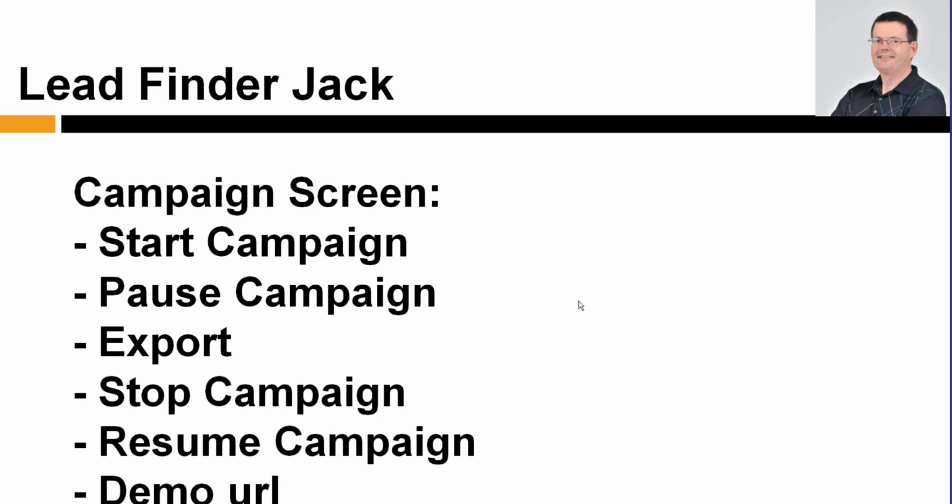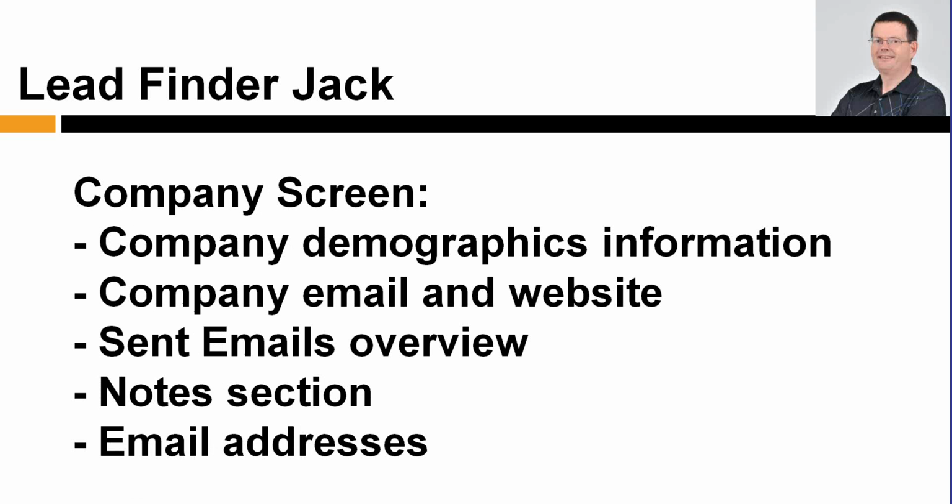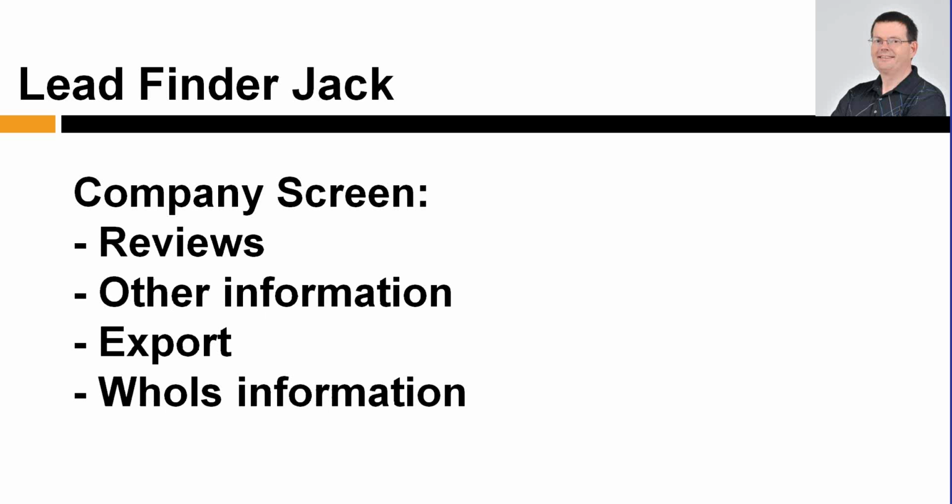What is the next topic? Campaign screen. We already did that: start campaign, pause campaign, export, stop campaign, resume campaign, and demo URL. Now the next screen we're going to cover is the company screen. It includes company demographics information, company email and website, sent emails overview, notes section, email addresses, reviews, other information, export, and Whois information. So that is all in the company screen.